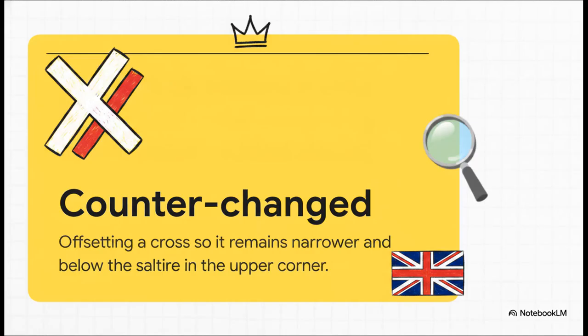This brings us to a crucial heraldic technique called being counterchanged. The red cross of St. Patrick is deliberately offset. It's kept narrower and is tucked securely underneath the thicker white saltire of St. Andrew in the upper corner. This is a subtle but absolutely essential design compromise. It ensures that St. Andrew's older original cross retains its historical status, rather than just being turned into a white border for the Irish cross.